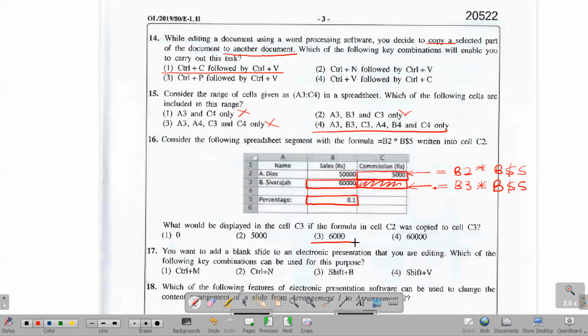So we were in the 17th one. You want to add a blank slide to an electronic presentation that you are editing. Which of the following key combinations can be used for this purpose? So the answer is going to be the first one, Control M, which is not Control N. Remember that. Control N gives you a new file or a new document. A new blank slide is given by Control M. So the first one is the answer.